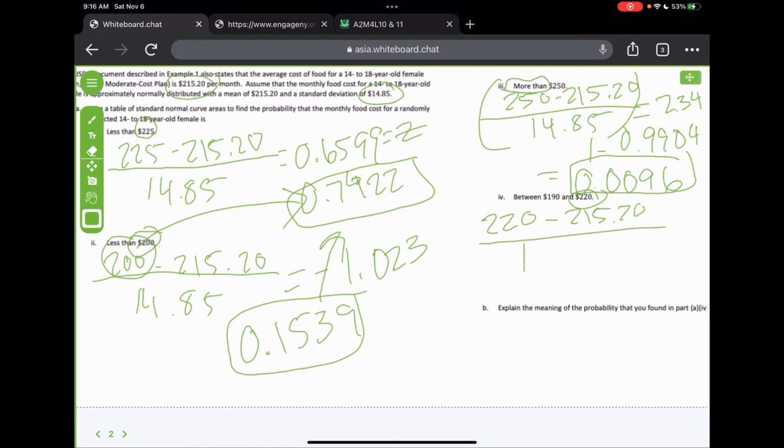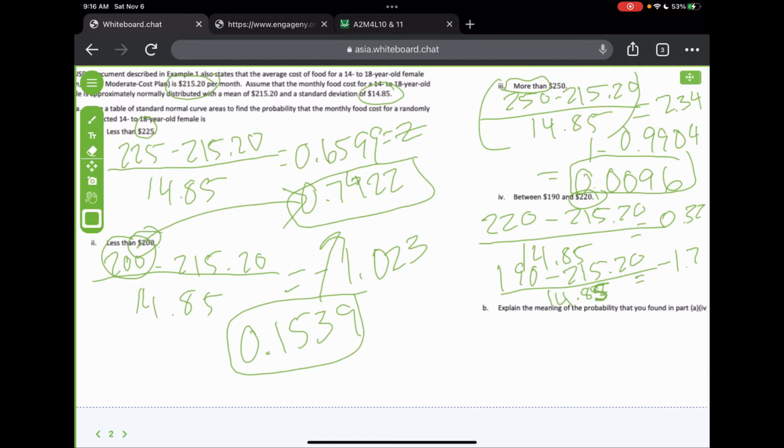Okay, 14.85. That value is 0.32. Now, let's do 190 minus 215.20 divided by 14.85. And that is negative 1.7.